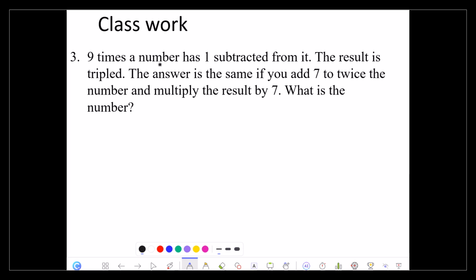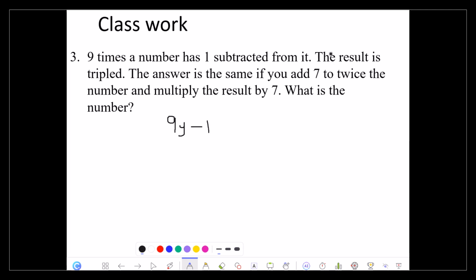Finally, for our work for today, 15th of January 2026, is this question. We said 9 times a number. How do you interpret 9 times a number? Just put 9. Let me take the number to be y. So 9 times a number, let the number be y. So 9y. Whereas it has 1 subtracted from it. So they say subtract 1 from this 9y. So it will now be 9y minus 1.